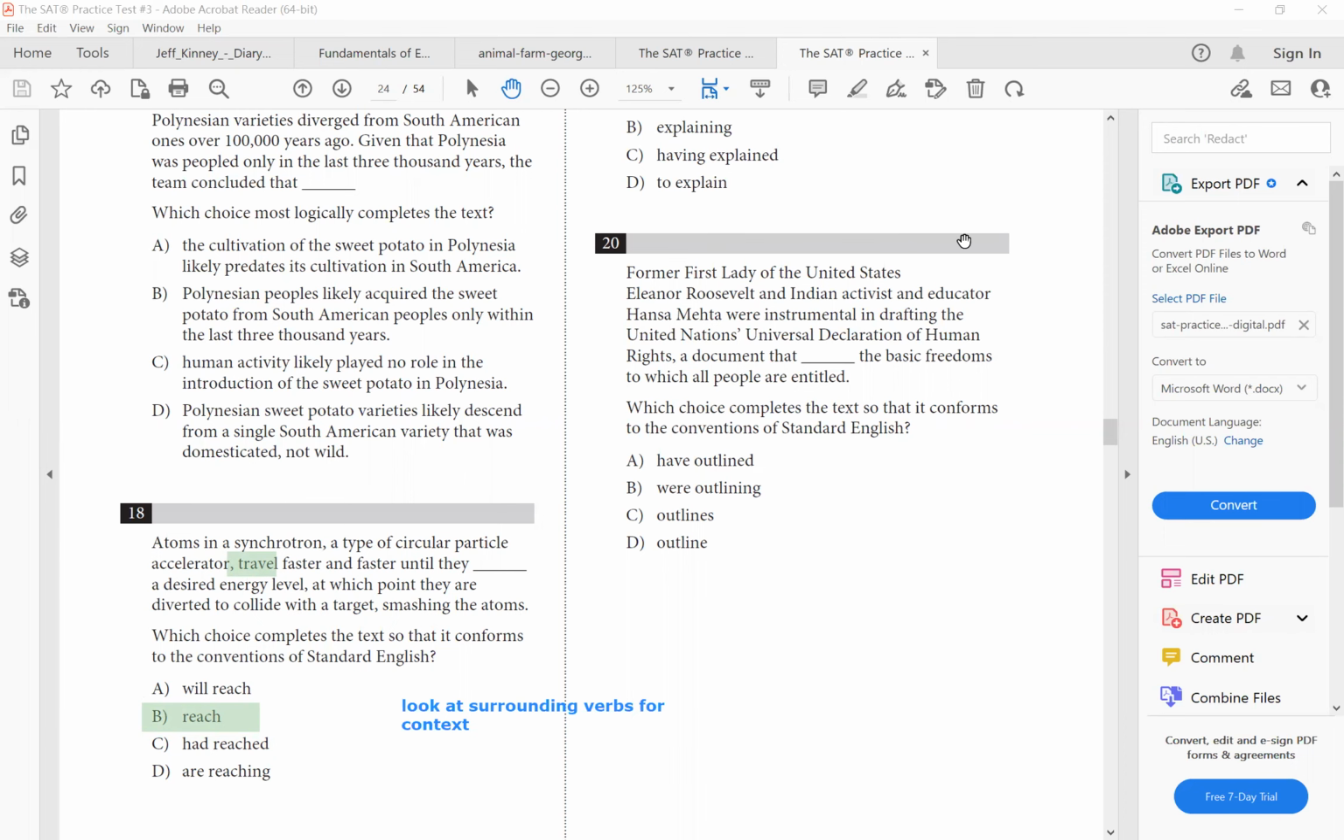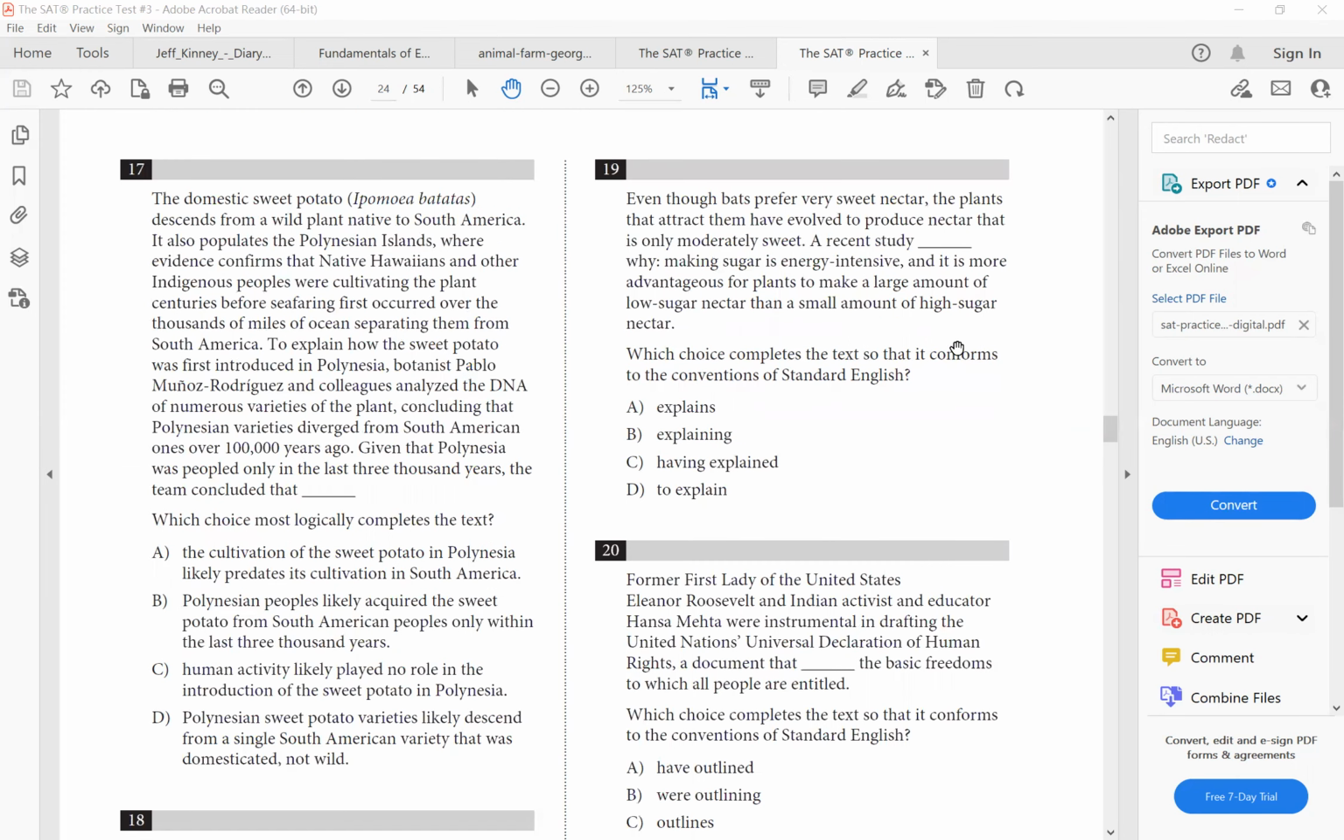Okay. And for number 19, this is very similar to what we did before, right? Verbs and verbals. So A explains, that is a singular verb. Explaining, that is a verbal, not a verb. Probably participle, could be gerund. Having explained is also a verbal. It's the same as after explaining. And to explain is a verbal because it is an infinitive.